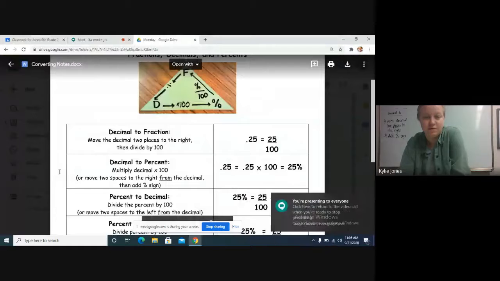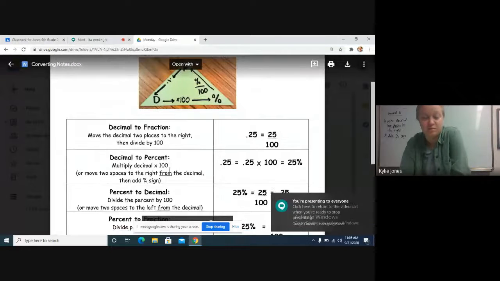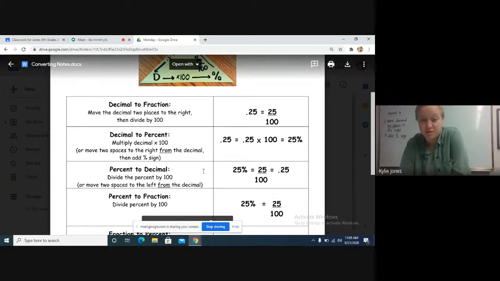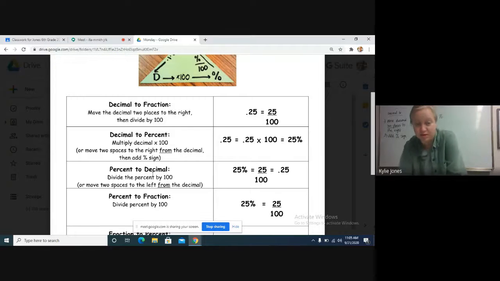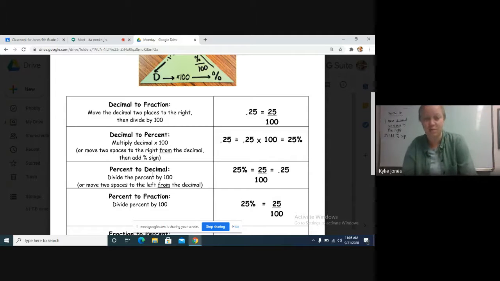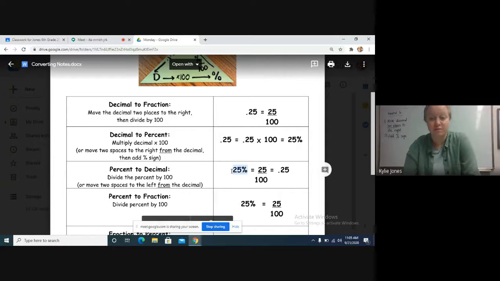Alrighty, so we just did decimal to percent, where you literally just move the decimal 2 times to the right, 1, 2, add your percent sign. That's it. To go from percent to decimal, they make it look a lot harder than it is. It says divide the percent by 100. But when you divide something by 100, you're just moving the decimal 2 places to the left instead of the right. So you start at 25%.